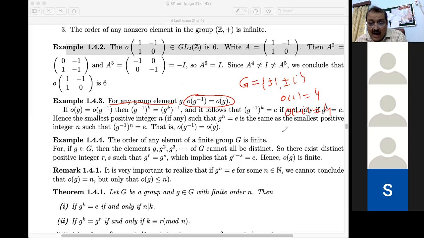अब यहाँ पर देखिए i का इनवर्स क्या होता है, i का इनवर्स माइनस i होता है, और माइनस i का इनवर्स i होता है, आपस में इनवर्स होते हैं। यहाँ से देखिए ये कह रहा है कि फॉर एनी ग्रुप एलिमेंट g, ऑर्डर ऑफ g इनवर्स इज द सेम एज ऑर्डर ऑफ g। यानी कि जो ग्रुप के किसी एलिमेंट का ऑर्डर होगा उसके इनवर्स का ऑर्डर भी वही होगा.